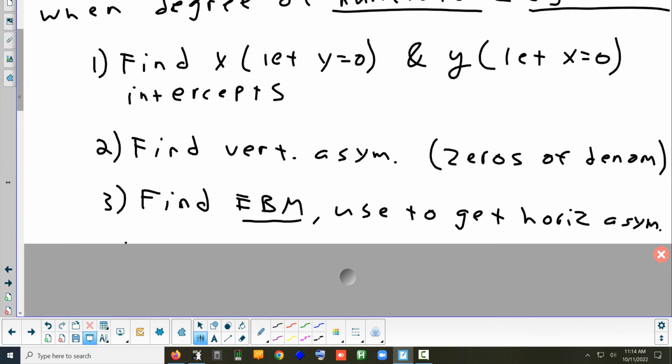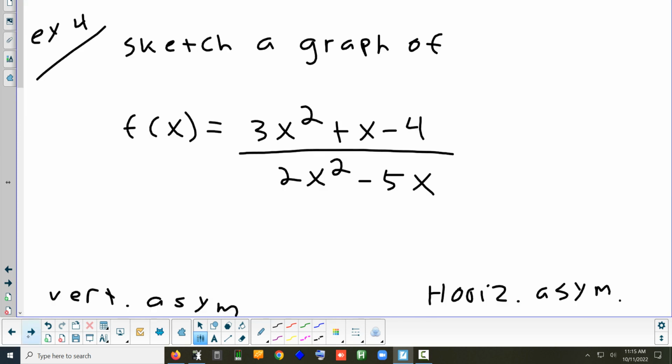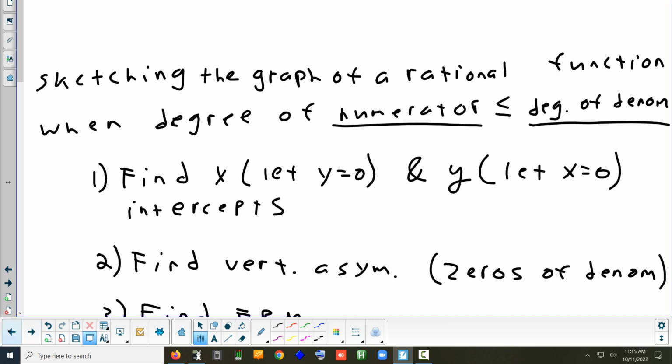The exponents will help you to get the horizontal asymptote. Every problem we do today will have a horizontal asymptote, I'm pretty sure. The ones we do tomorrow will not, because when the exponent in the top becomes bigger than the exponent in the bottom, you don't get horizontal asymptotes.